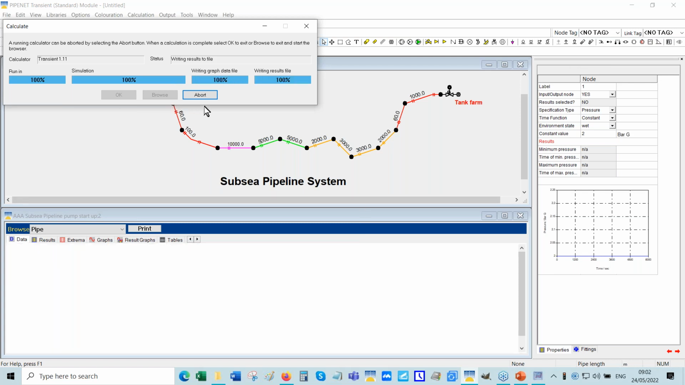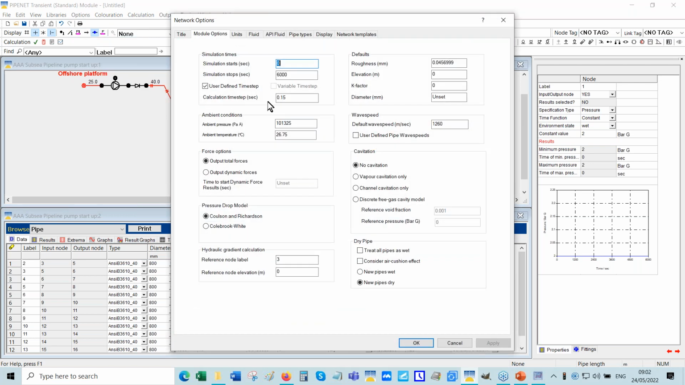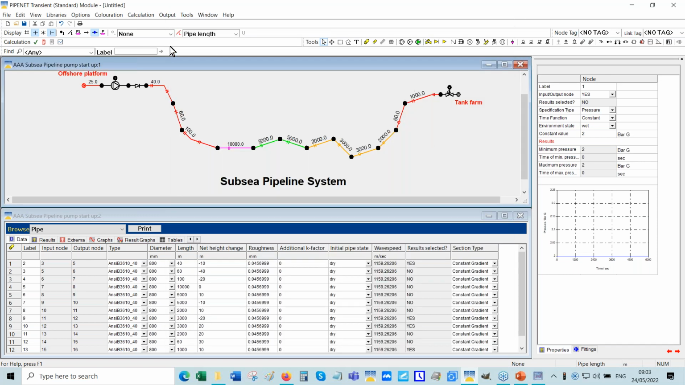I can actually speed this up by increasing the time step, but I'm not bothered. I've set the time step to 0.15 because the simulation time is 6,000 seconds. This could have been made a little bit bigger, in which case it would run quicker. Anyway, we want to see when pipe 13 primes. So we can look at the flow rate through valve 1.